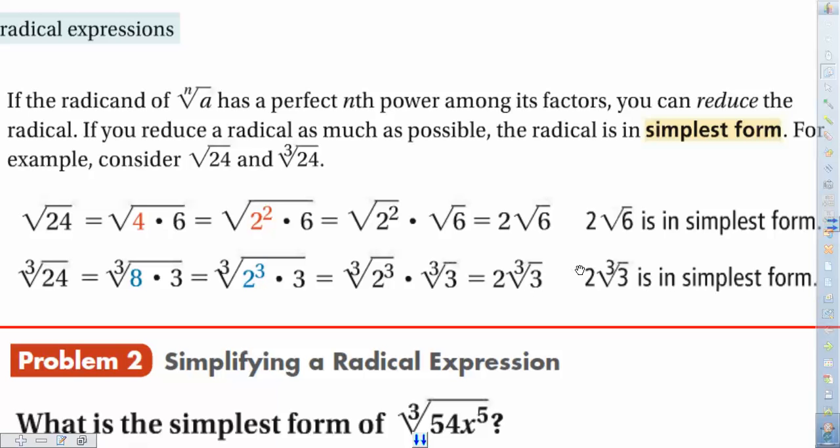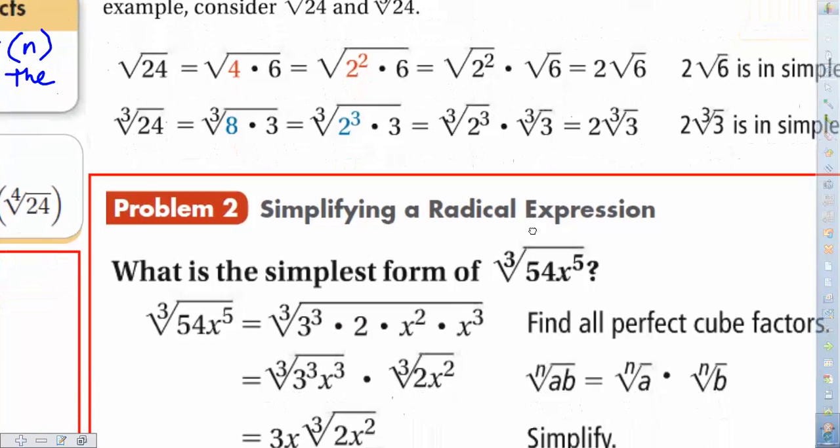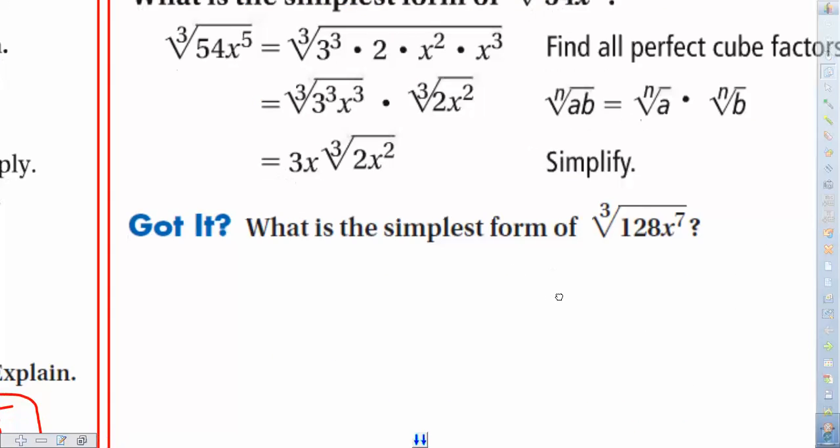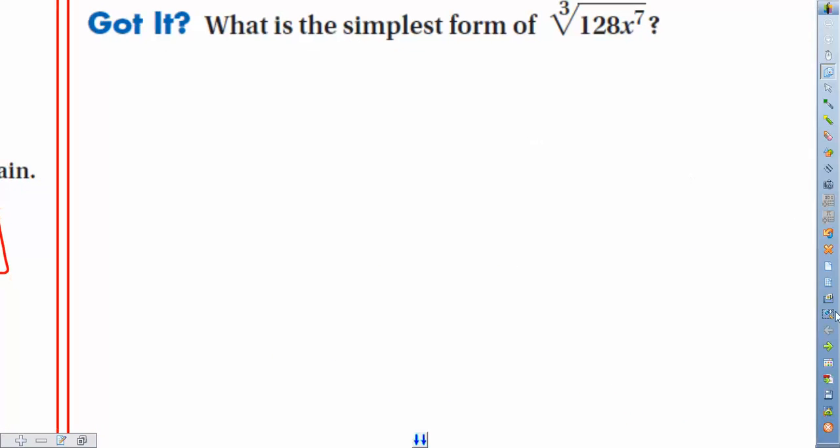Okay? So this leads to a very, very important concept that I hope many of you have your pencils ready and you're going to write this down. And that would be a list of not just perfect squares. You guys know your list of perfect squares. But how about a list of perfect cubes? So let's generate that list, shall we?